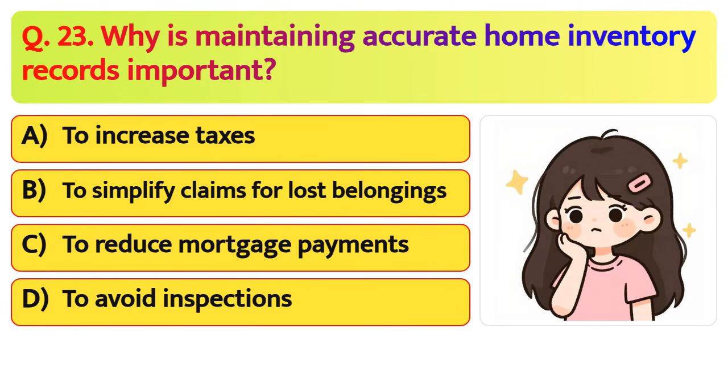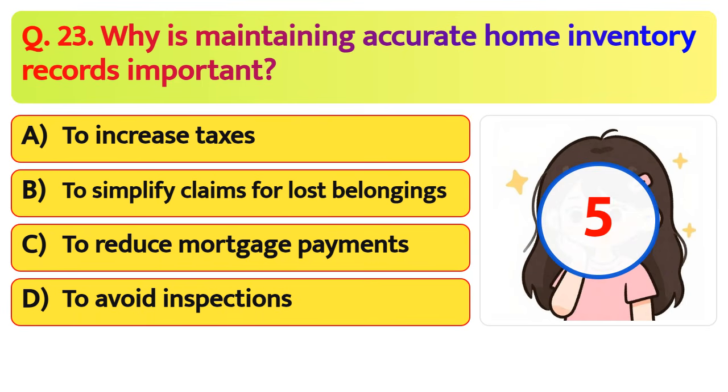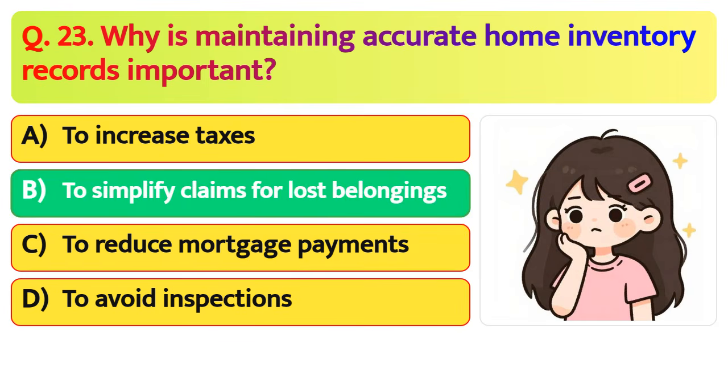Question 23. Why is maintaining accurate home inventory records important? Option A. To increase taxes. Option B. To simplify claims for lost belongings. Option C. To reduce mortgage payments. Option D. To avoid inspections. Correct option is to simplify claims for lost belongings.